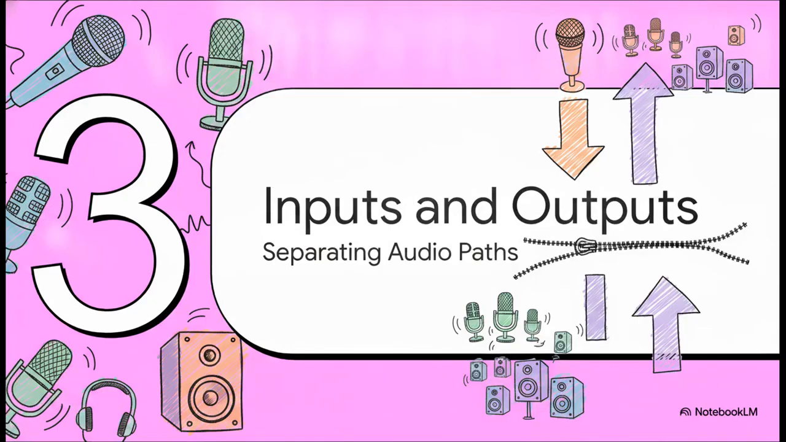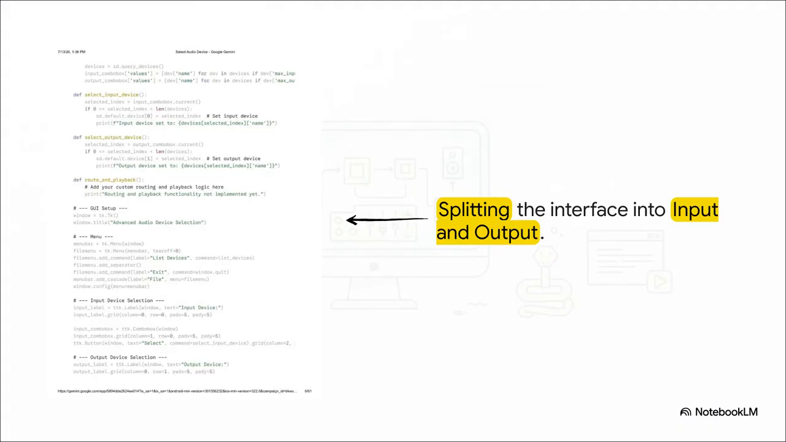Which brings us to step 3, separating inputs and outputs. So the app looks way better, but right now it's just dumping all your mics and speakers into one giant messy dropdown. We need to mirror real-world audio routing. Notice how the code evolves here to add 2 distinct combo boxes. One exclusively for your inputs, like a USB mic, and one for your outputs, like your studio monitors. We're establishing clear, distinct paths for the audio.